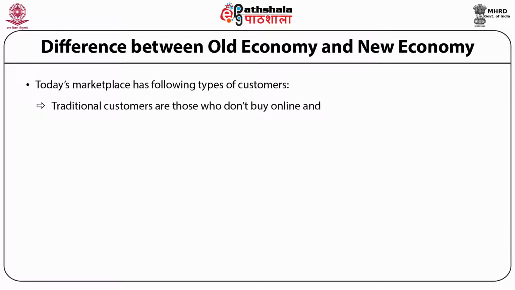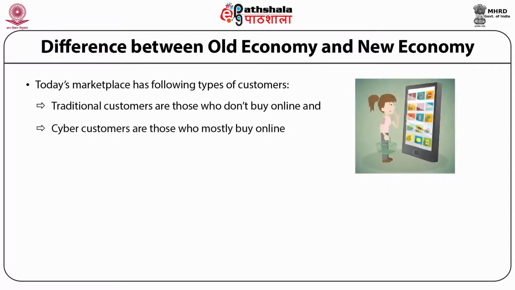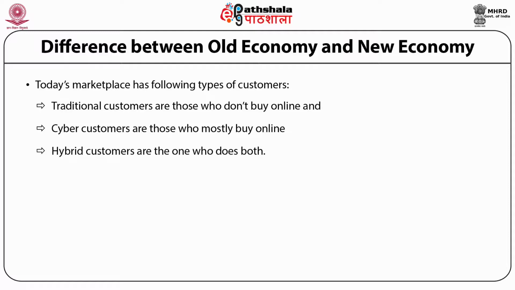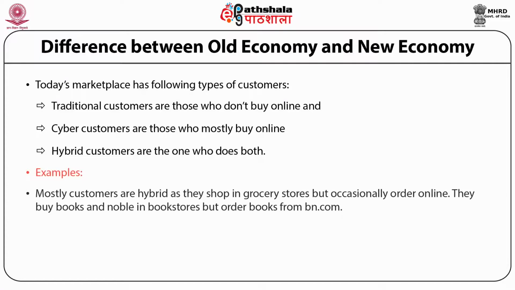Traditional customers. These are those customers who do not buy online. Then the cyber customers, these are those who mostly buy online. Then the hybrid customers, who do both: they buy online and they also buy offline. For example, most customers are hybrid as they shop in grocery stores but occasionally order online. They buy books and novels in bookstores but also order books from bn.com.